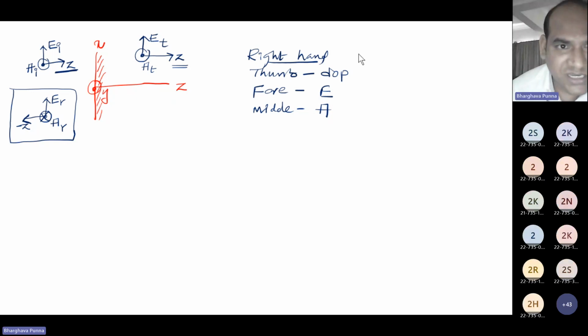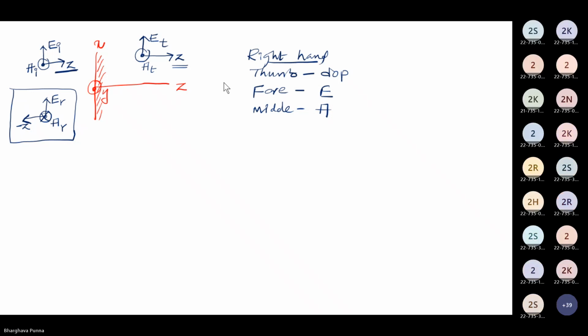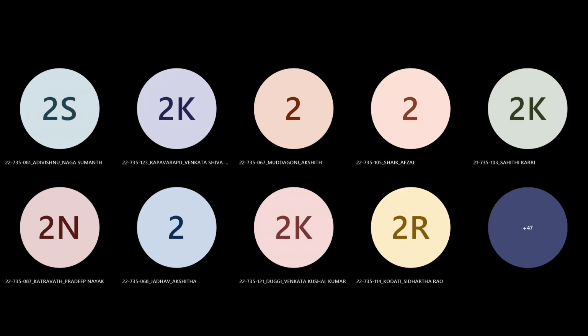Okay, I have to stop sharing also. Is it okay now? Yes, sir. So can you see me? Yes, sir. Okay, so it is very difficult for me. We are using three fingers like this. It may also be difficult for you to understand. I don't know how to show.